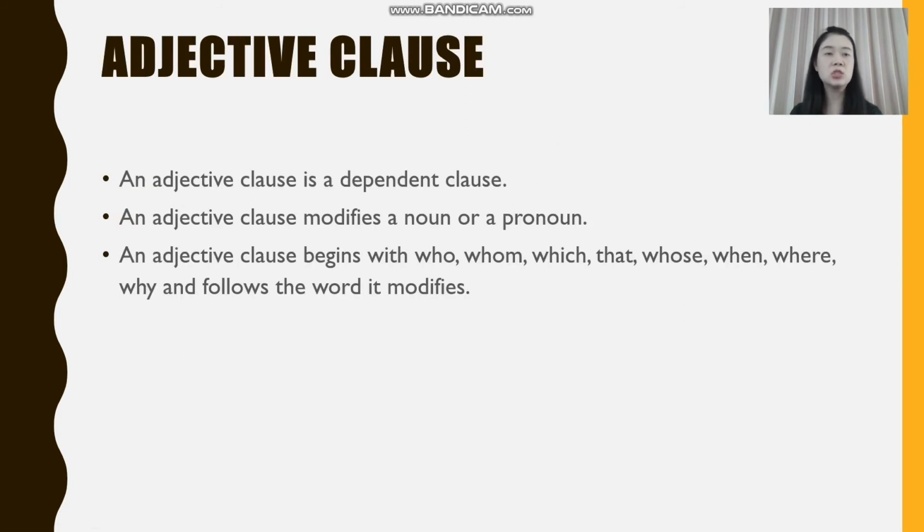Next is the adjective clause. So once again, you can see that an adjective clause is a dependent clause, and we use it to modify a noun or a pronoun. So adjective phrase and adjective clause, we use them to modify the noun. So the same function, okay? And here are some common connectors that can be found with the adjective clause, like the words who, whom, which, that, when, where, and why.